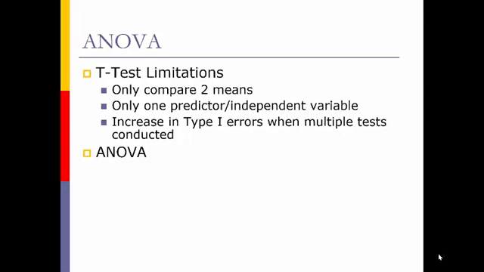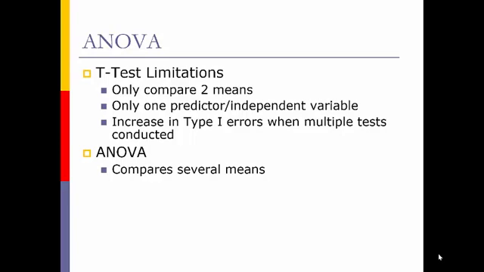You can also only have one predictor, one independent variable, which sometimes you might have more than one. And when you do end up running those multiple t-tests, you increase the probability of a type 1 error, which is really not the intention of what we want to run. We want a 95% level of confidence, which means a 5% error. If we're going to run multiple t-tests, we're going to take that 5% error and start to increase it very rapidly, almost exponentially. So the ANOVA takes a lot of those limitations and removes them.